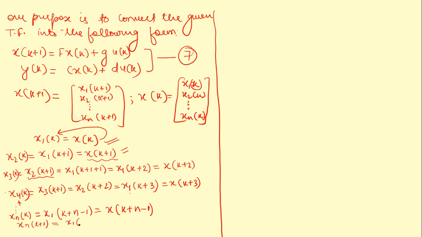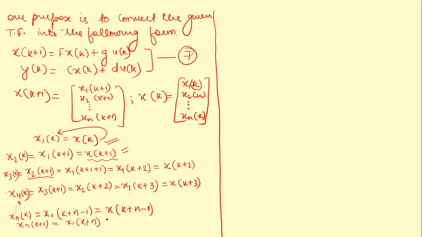x1(k+1). So we'll reduce by 1. If you see here, 2, 1, 3, here 1, here 2, 4, 3, 5, 4, 6, 5, n minus 1. Okay, x1(k+n). If you keep on doing so, you'll get xn(k+1) is equal to x1(k+n).